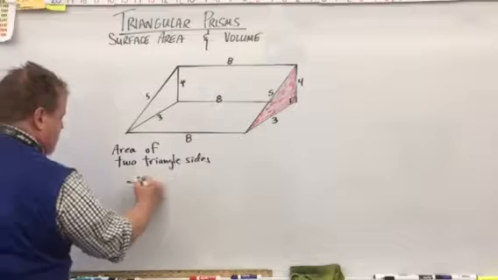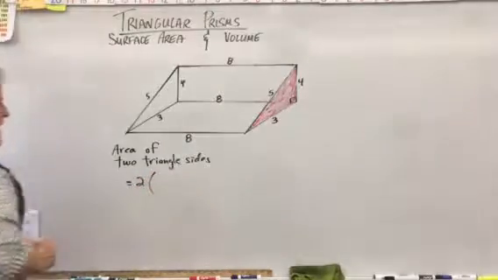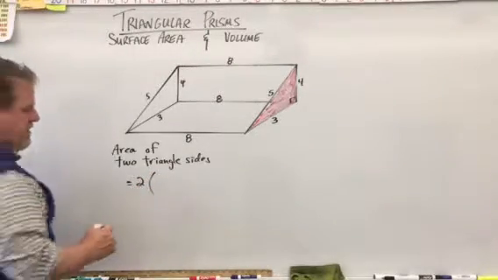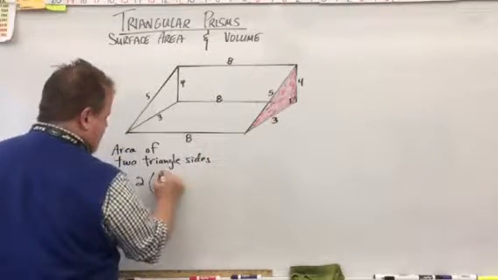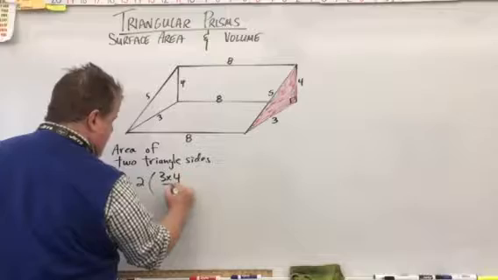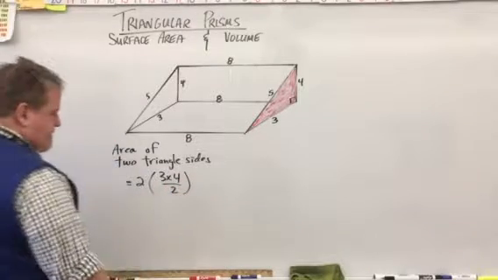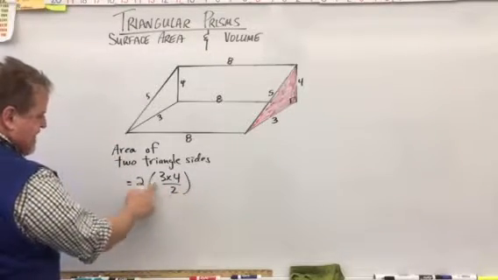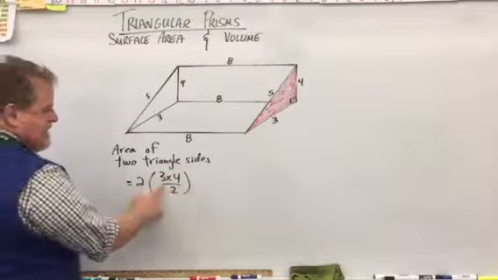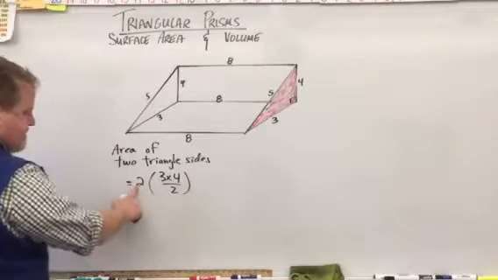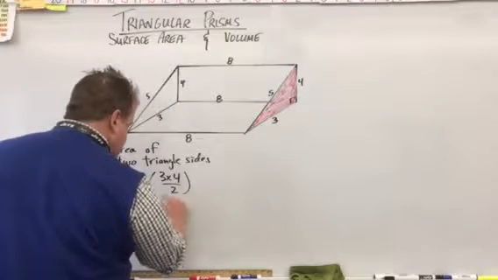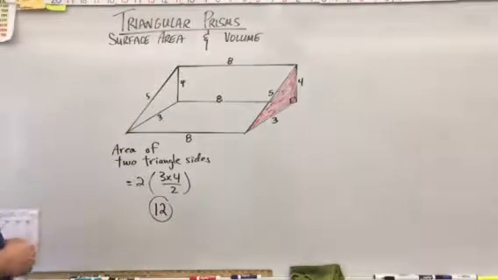is going to be equal to 2 times, now the formula for the area of a triangle is base times height divided by 2. So it's 3 times 4 divided by 2. These two sort of cancel each other out, but if you go through this calculation, 3 times 4 is 12, divided by 2 is 6, times 2 is 12. So that's the area of the two triangle sides.